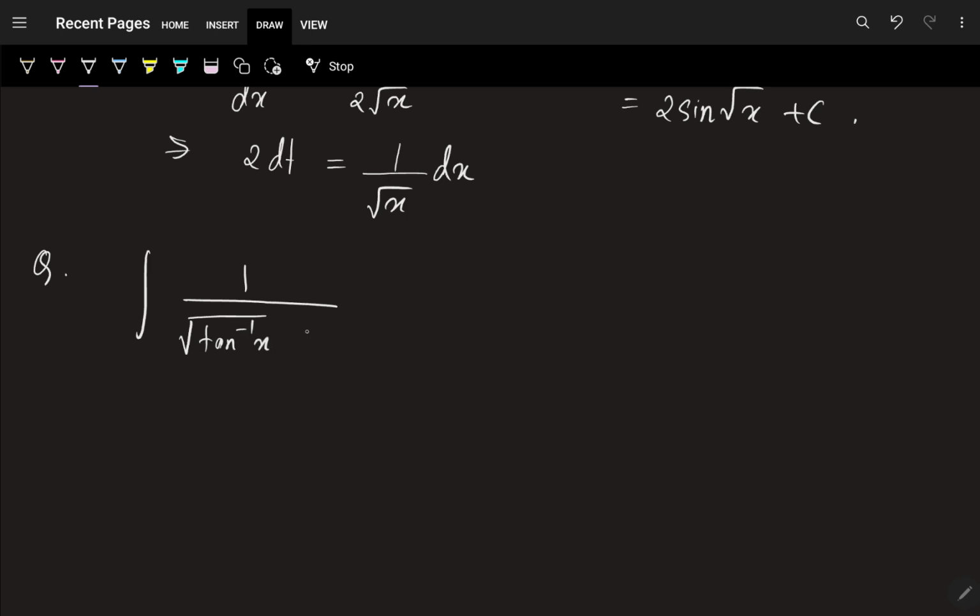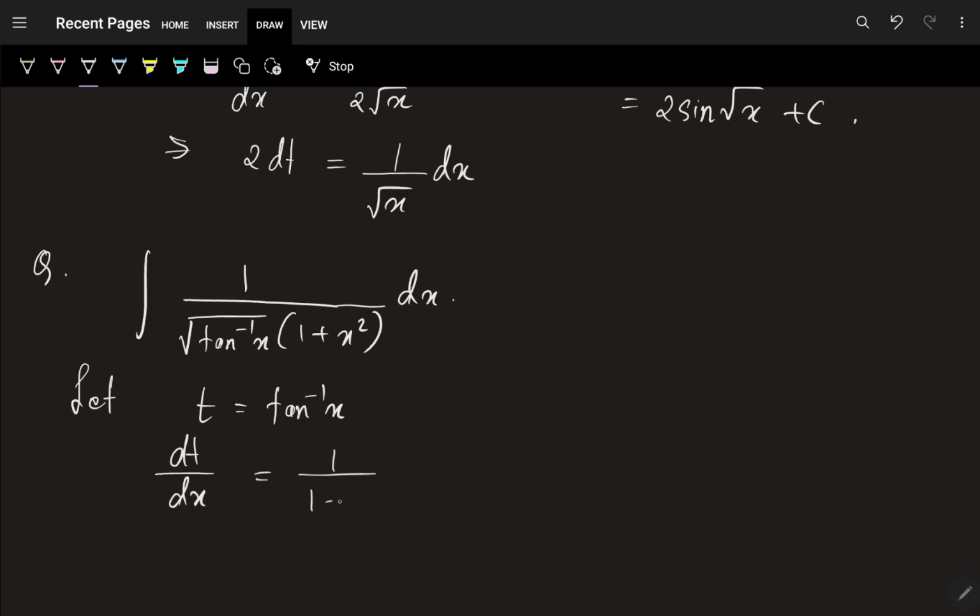So moving on to the next question, we have integration of 1 by under root tan inverse x into 1 plus x square dx. So we let t is equal to tan inverse x. Now we do the derivative. So dt by dx is going to be 1 by 1 plus x square. So we cross multiply the dx over there. So dt is going to become 1 by 1 plus x square and then dx.